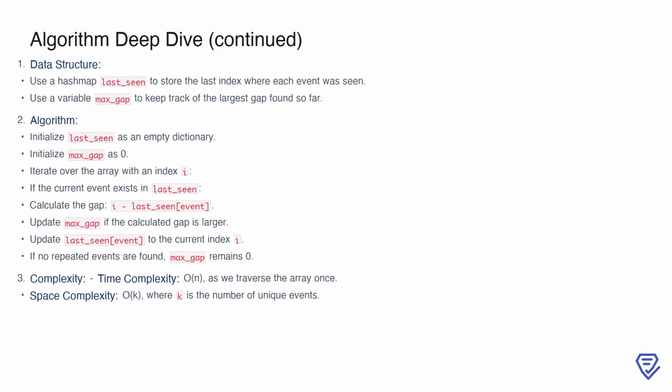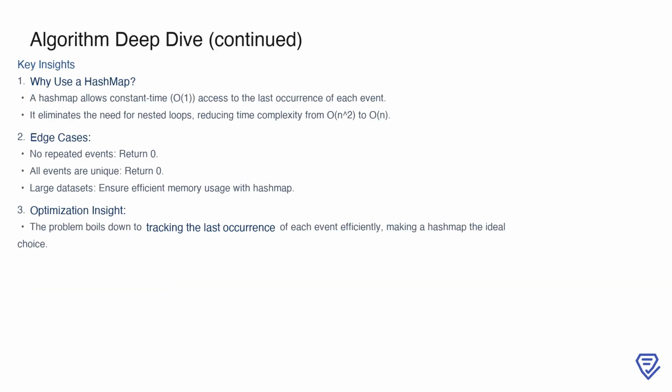This approach ensures a time complexity of n, as we only traverse the array once, and a space complexity of k, where k is the number of unique events in the array. The hash map is central to why this approach is efficient. By using a hash map, we can access the last occurrence of any event in constant time, O(1). This eliminates the need for nested loops, reducing the time complexity from n squared to n.